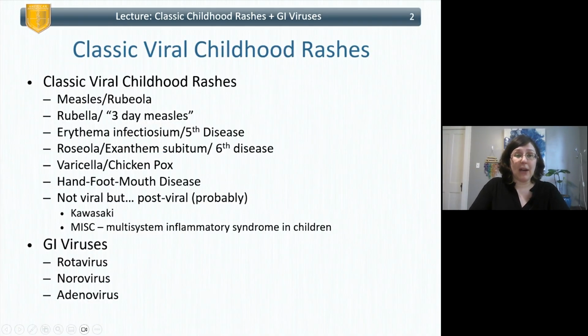First, we're going to be talking about these classic viral childhood rashes, and the reason why I want to go over these is because it's really important to identify the typical presentation of what this rash looks like, and then be able to connect that presentation to the cause of that rash. These are all very common rashes in pediatrics, and so we'll be going over all of these. And then we'll also be going over some rashes that aren't exactly viral, although most likely post-viral, but very classic in pediatrics. And that includes Kawasaki, as well as MIS-C, which is multi-system inflammatory syndrome in children.